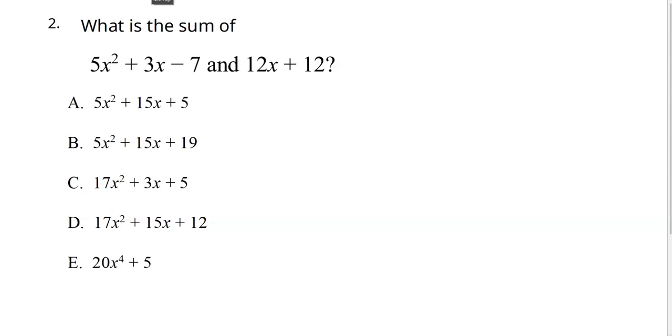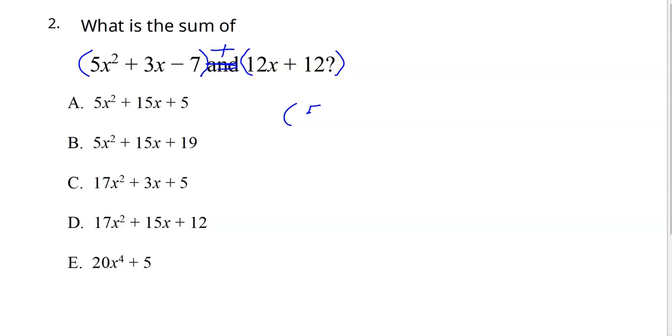Question 2 says, what is the sum of 5x squared plus 3x minus 7 and 12x plus 12? So it's basically telling you to add these expressions. So I'm going to rewrite this with a set of parentheses to make it easier to read. And this "and" will become a plus sign because sum implies addition. So let me just rewrite that here, 5x squared.